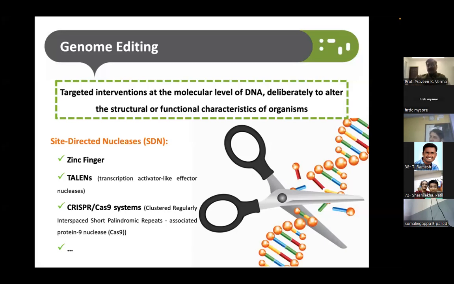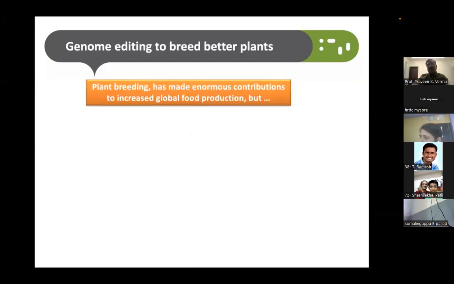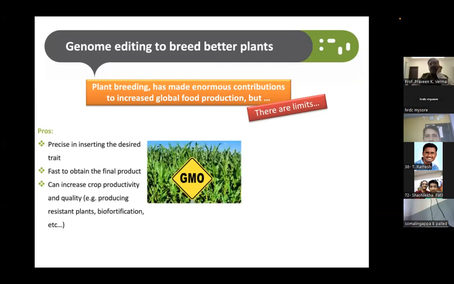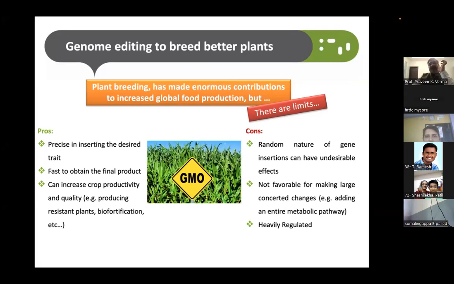But here, precisely in the genome itself, you can cut and you can repair those plants. So plant breeding has made an enormous contribution to increasing global food production, but there are limits. So basically the GMOs and these genome edited plants are new hopes.